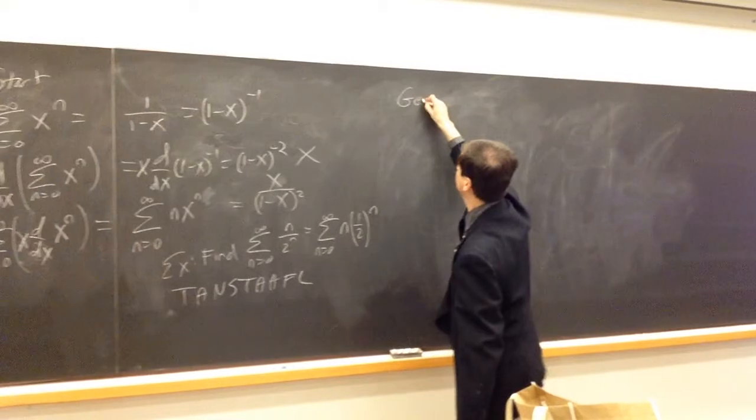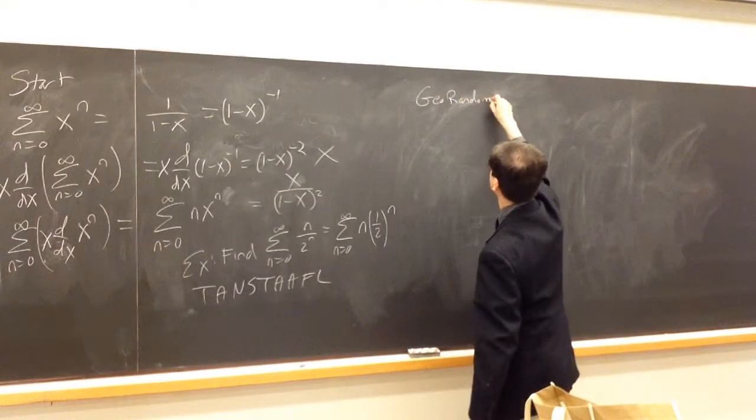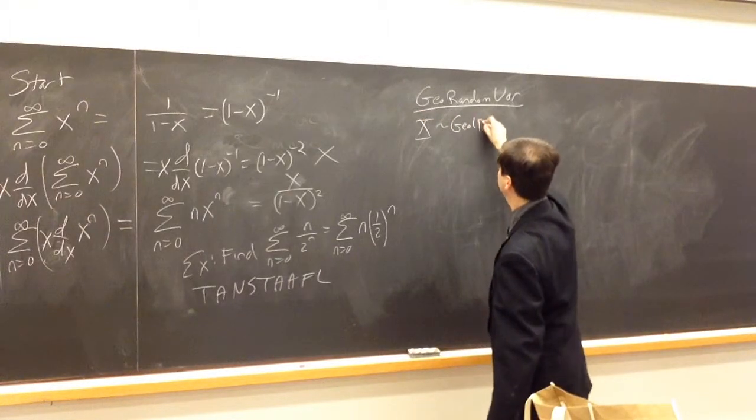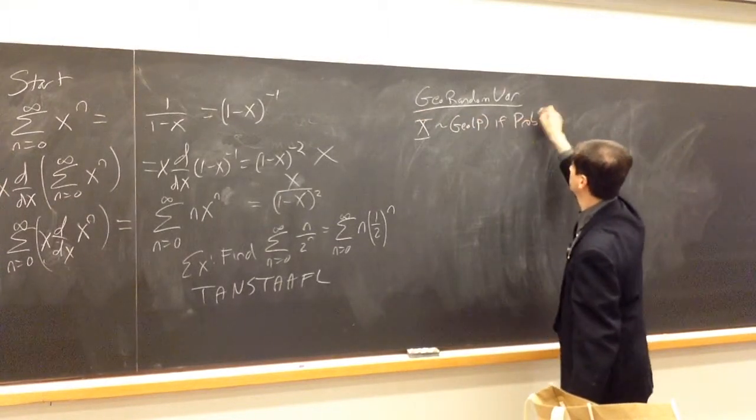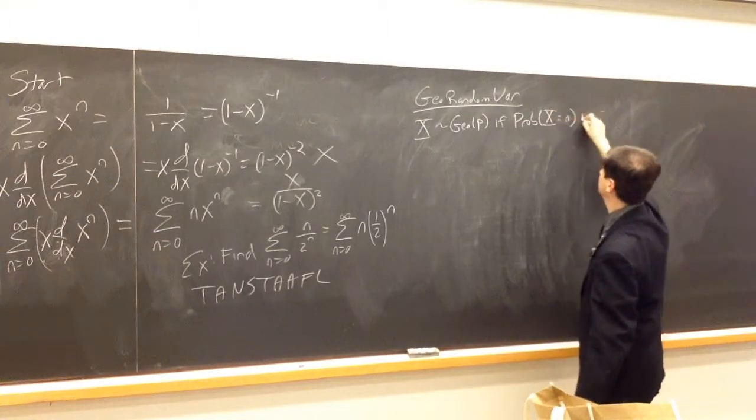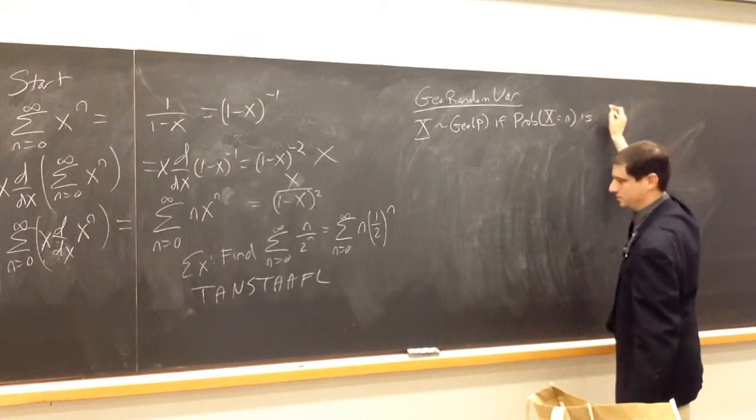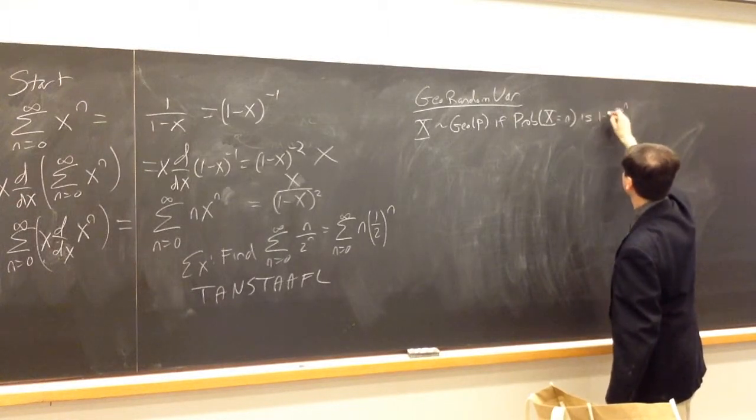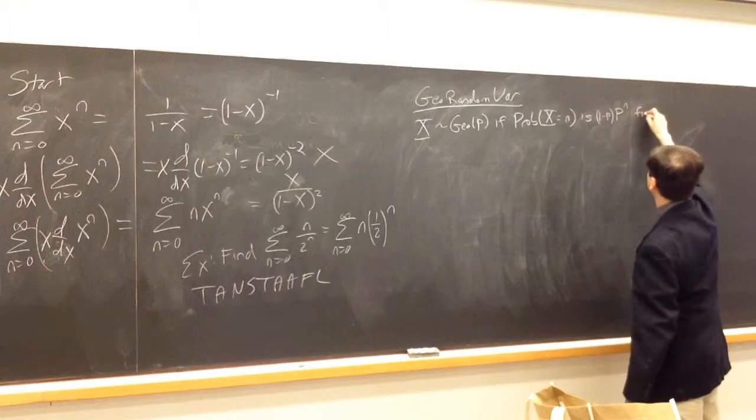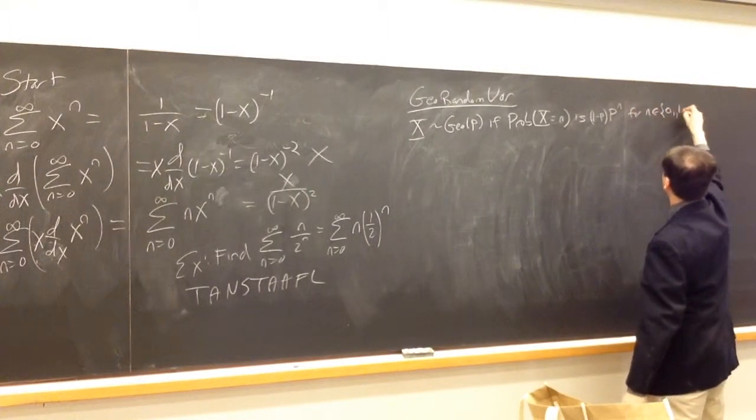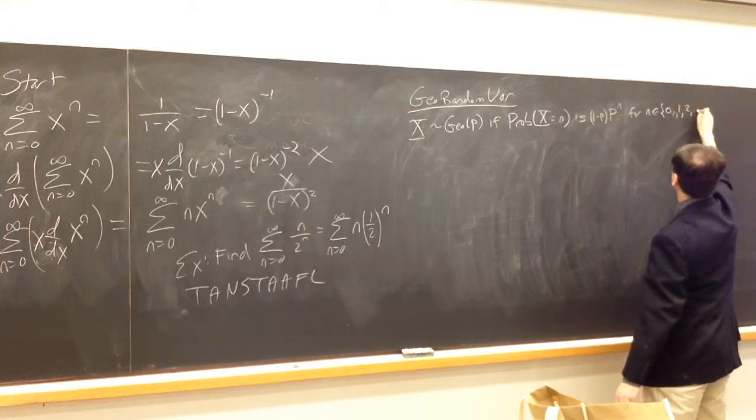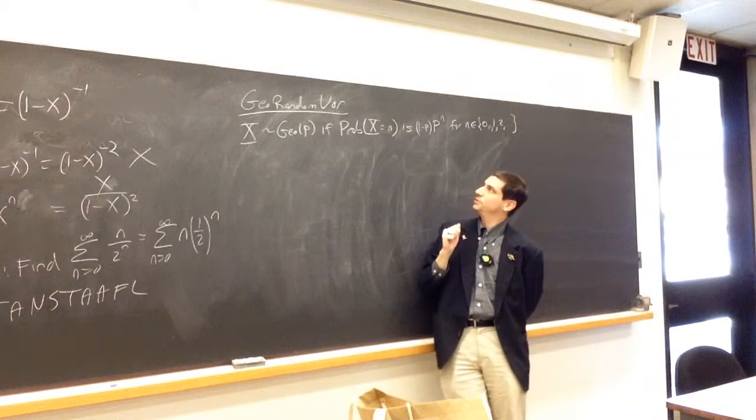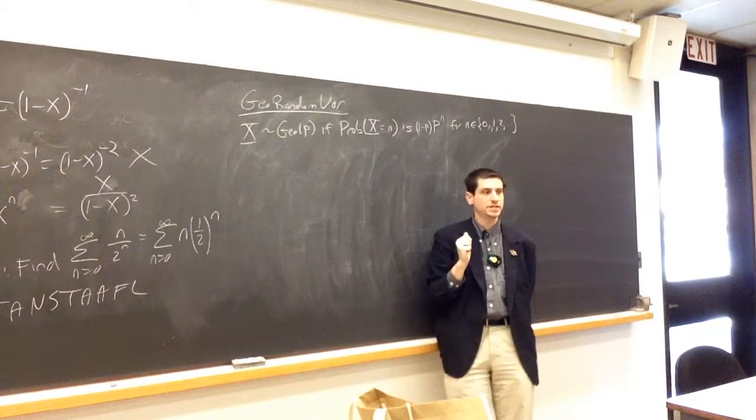So let's do a geometric random variable. We'll say x is geometric p if the probability x equals n is, let me see if I get this right, for n in 0, 1, 2, and so on. So I'm going to say x is a geometric random variable if the probability x equals n is 1 minus p times p to the n.